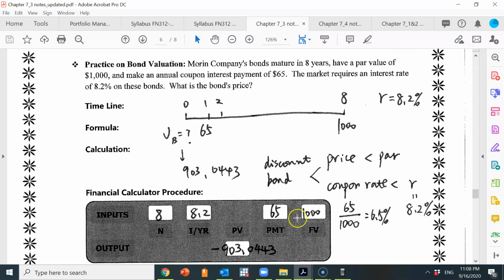Okay, so this is calculating bond price when we know other information about the bond, such as maturity date, interest rate, coupon payments, and par value. What if we know the bond price, but we're looking for I, yield to maturity here?